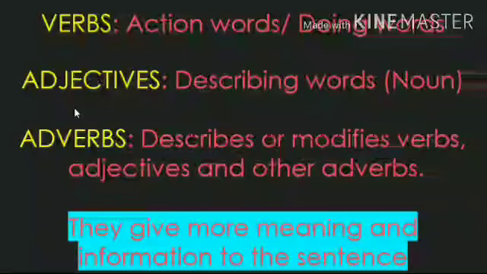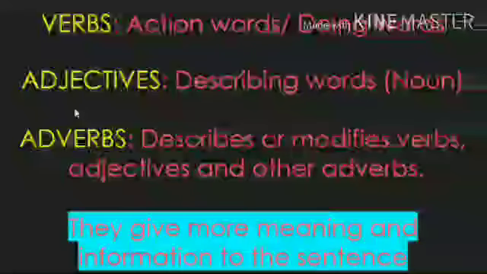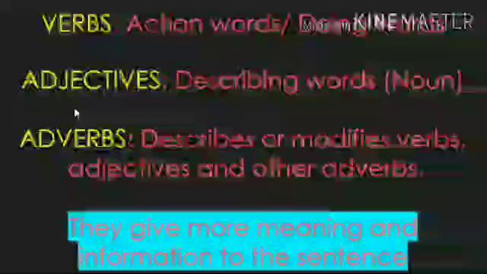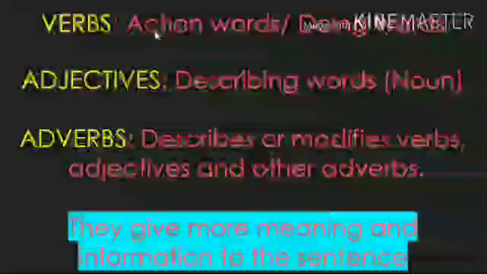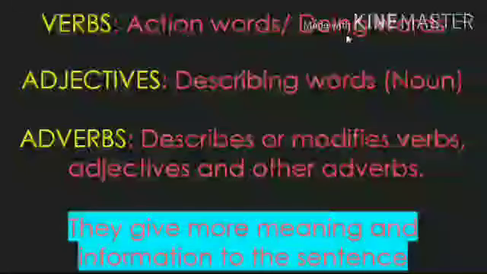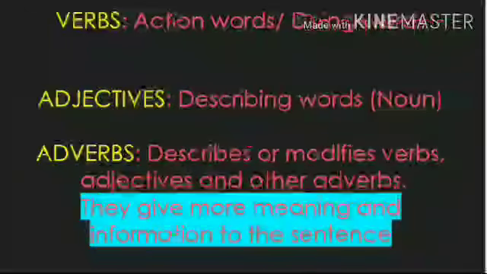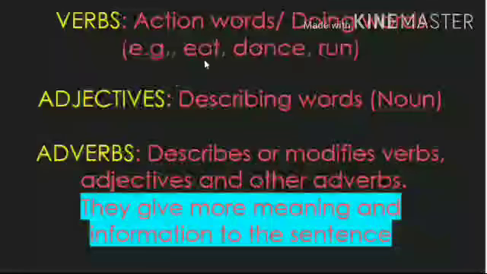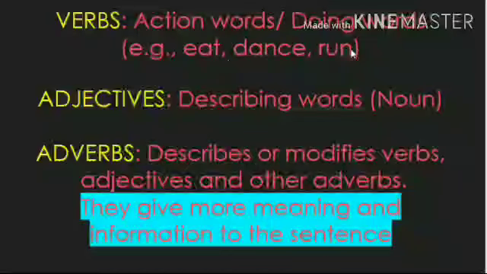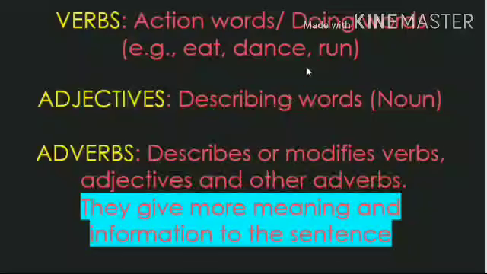Adverbs. Before we understand adverbs, it's very important to understand verbs and adjectives. So let's quickly revise. Verbs. Verbs are action words or doing words. For example, eat, dance, run, these are all action words or doing words.